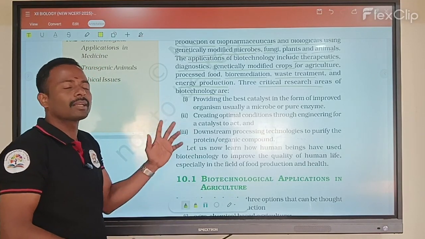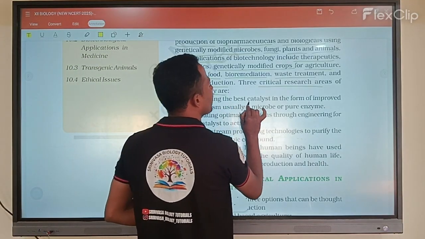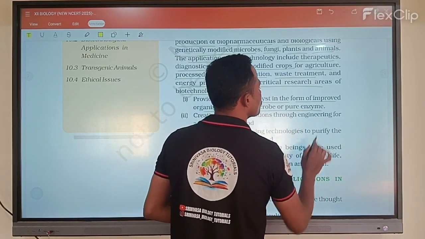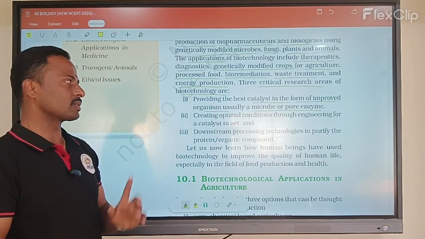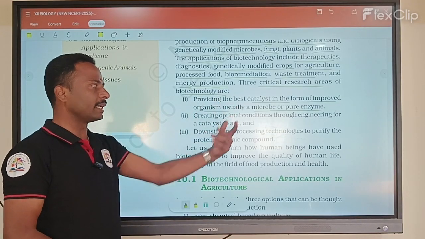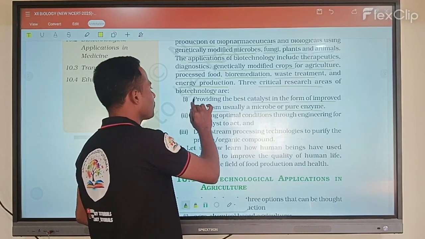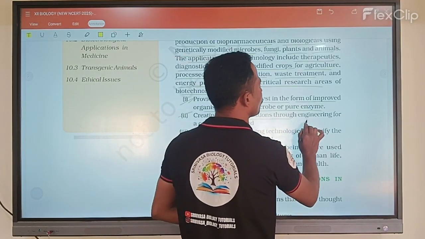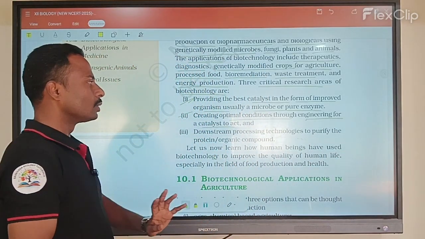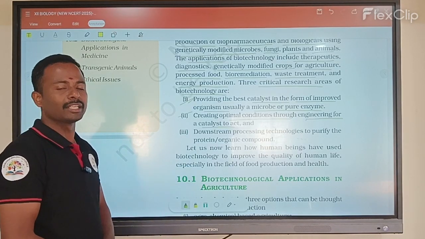What are the main three criteria in biotechnology? The first one is providing the best catalyst in the form of improved organisms, usually microbes or pure enzymes. And the second one is creating optimal conditions through engineering for the catalyst to act.